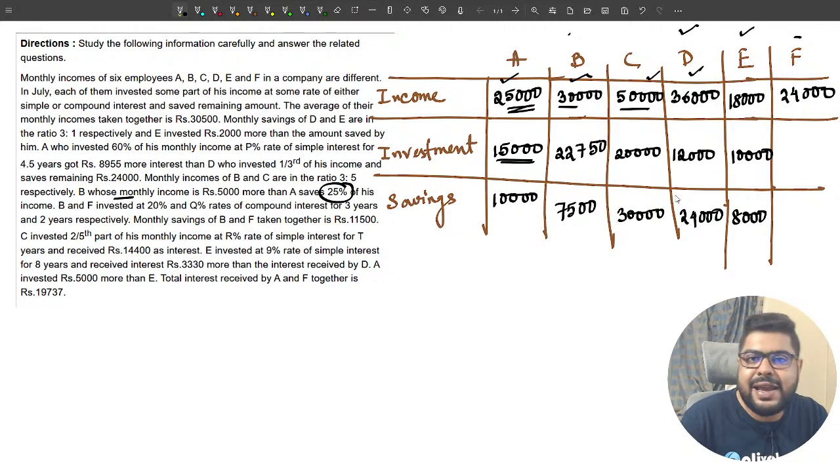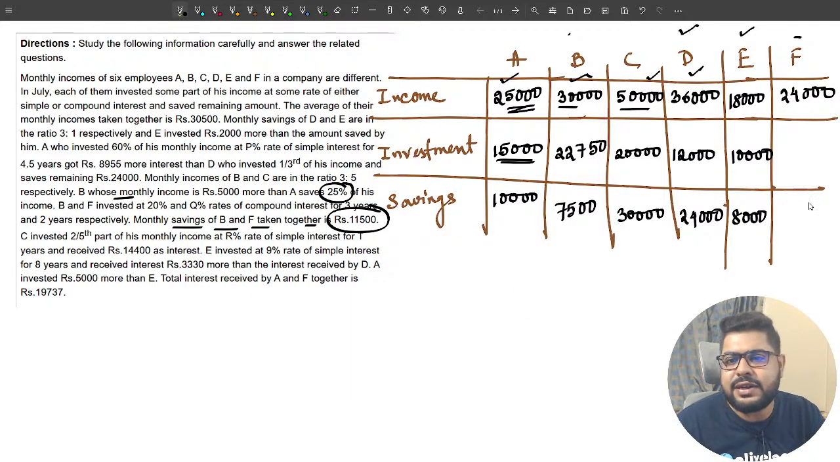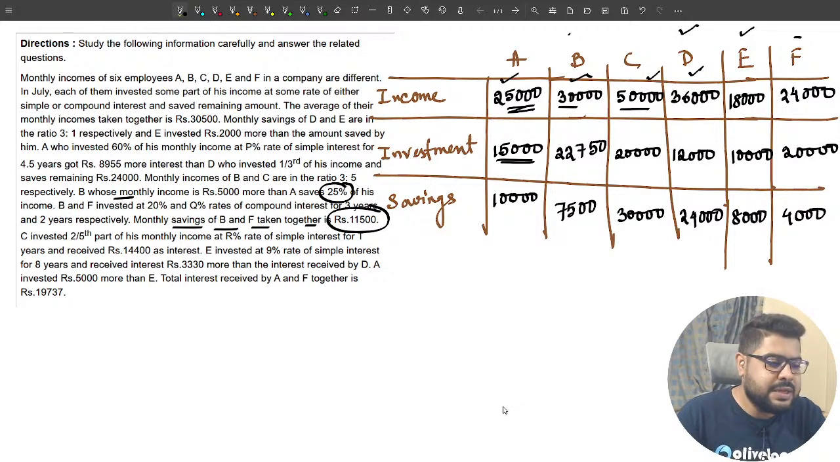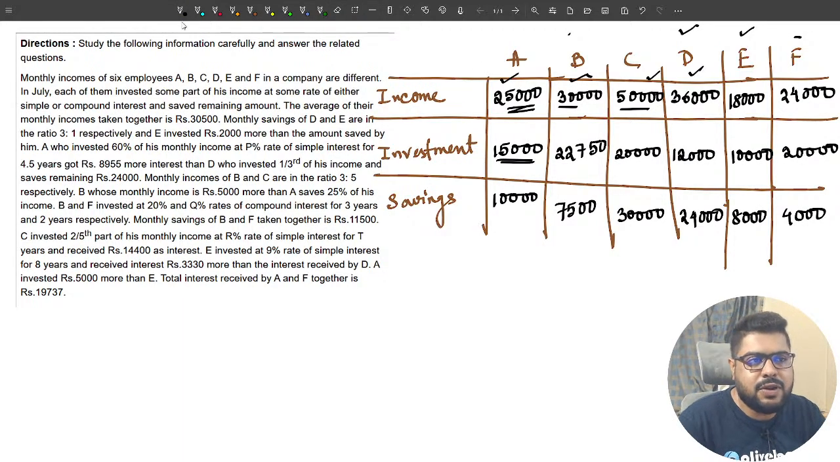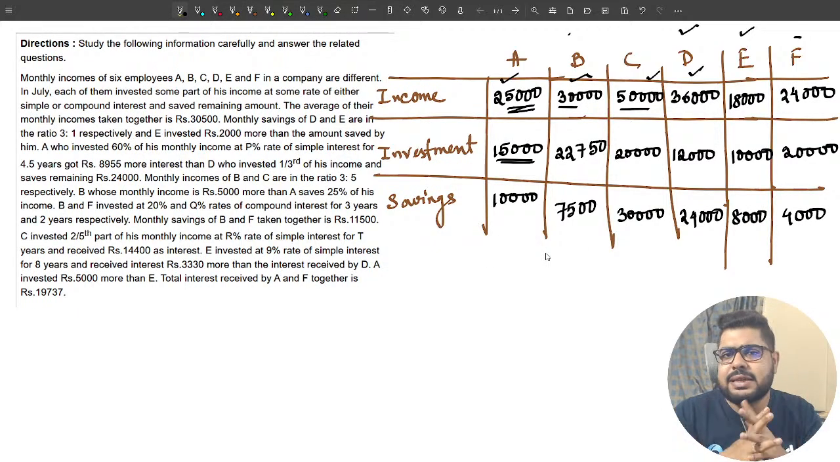अच्छा सर, ये मिल गया तो F मिल जाएगा because monthly savings of B and F together is this. So ये 7,500 meaning so this is 4,000. And if this is 4,000, this is going to be 20,000. So finally, we got the whole table together. Now they have invested in certain manner.